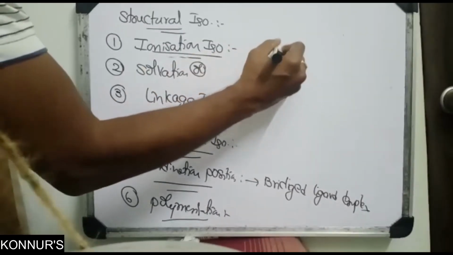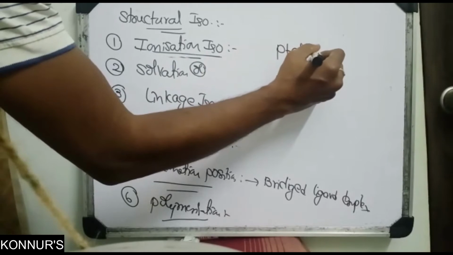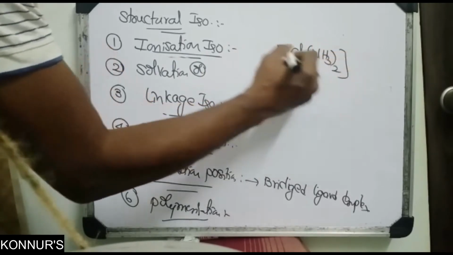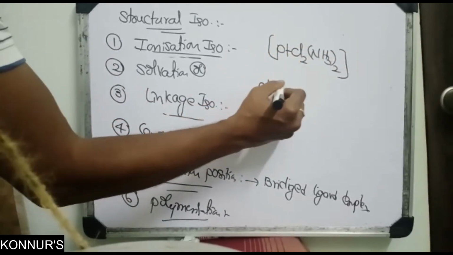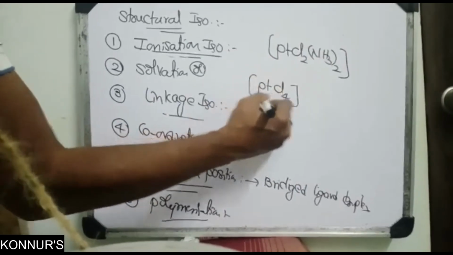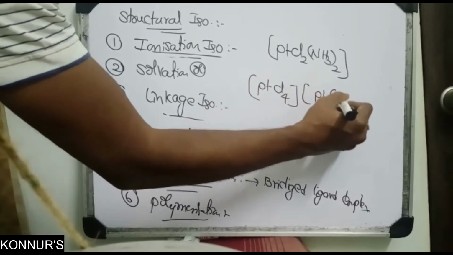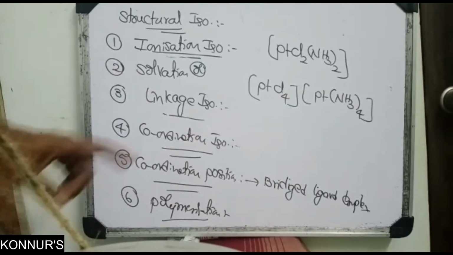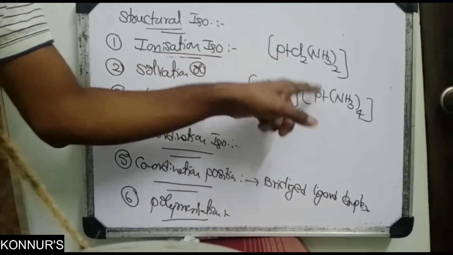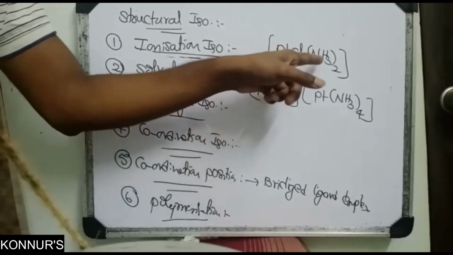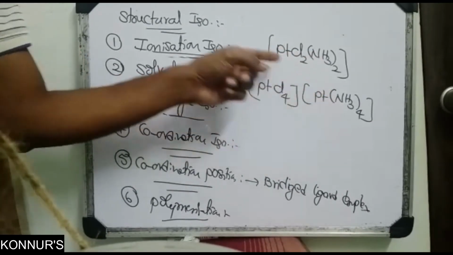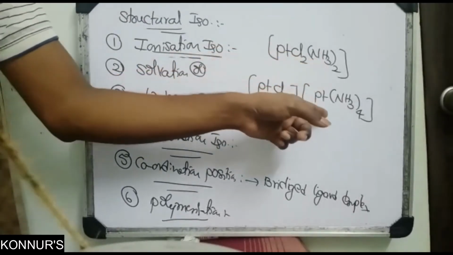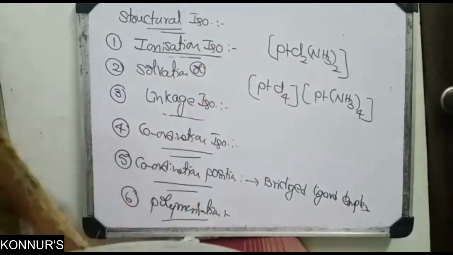So you take PtCl2(NH3) taken twice. Next we can take PtCl4, next Pt(NH3) taken 4. So what is this? Here 1 platinum, here 2 platinums, here 2 chlorines, here 4 chlorines, here 2 ammonia, here 4 ammonia. So it is exactly double of this one. This is a monomer, this is a dimer. Anyhow, it is a polymer. Like that.